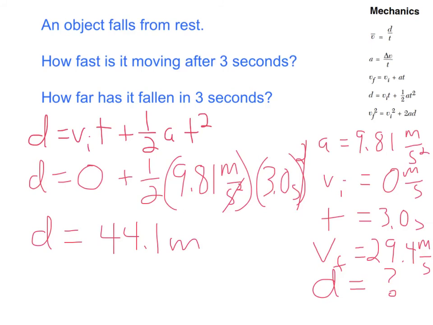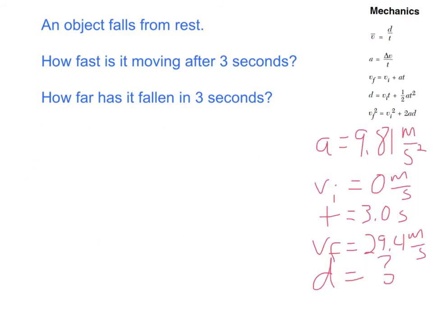Now before we stop, let me just show you the most common wrong way to do it, and I'm going to see if you can pick out what's been done wrong. So actually we can learn a lot from the most common wrong way to do it. Again, the question is, an object falls from rest. How fast is it moving after 3 seconds? So we already figured out that's 29.4 meters per second.